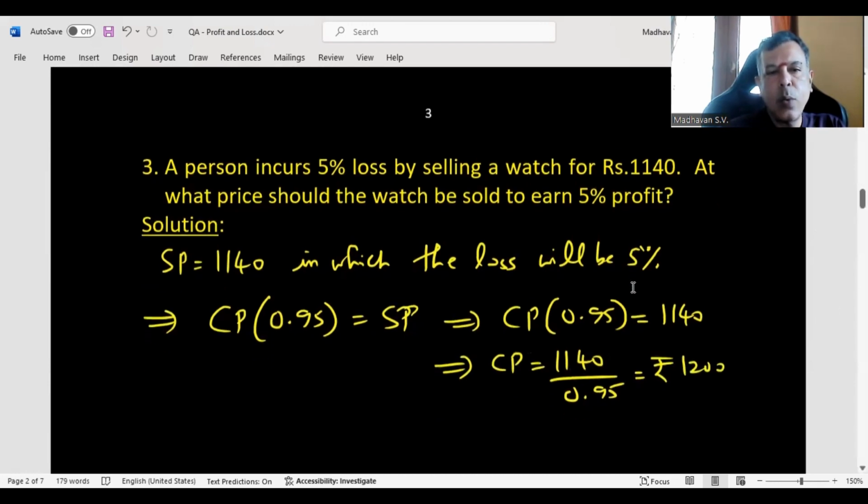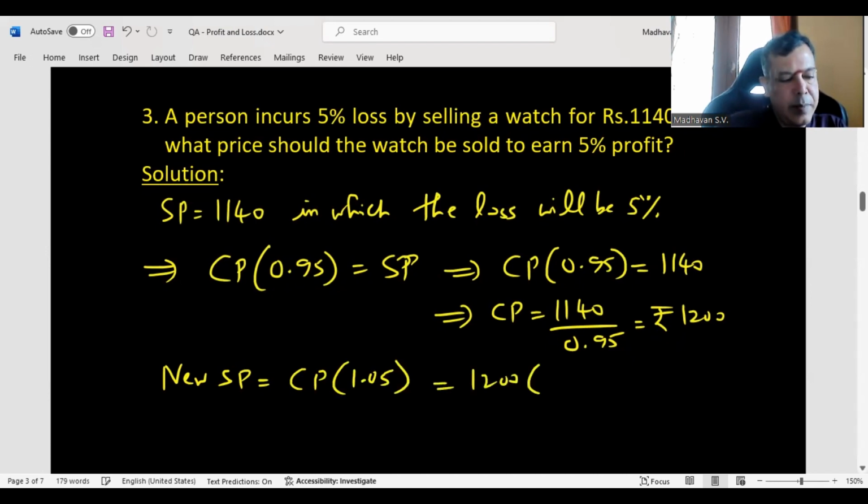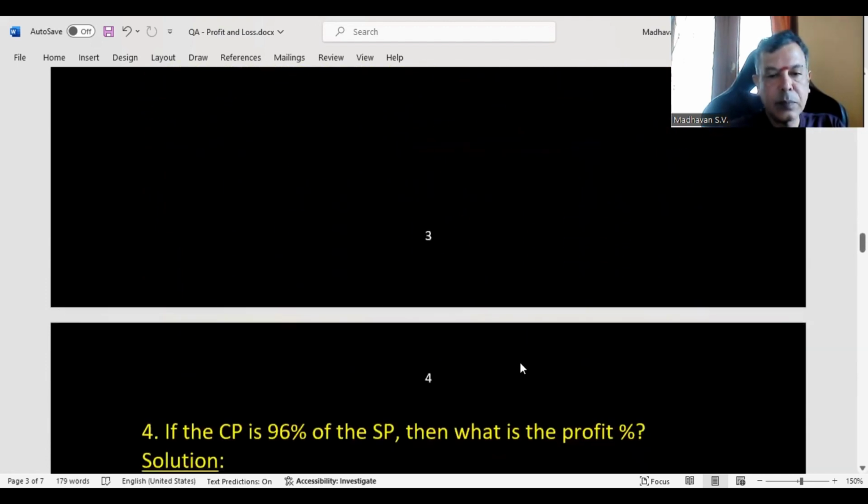Now, question is, at what price should the watch be sold to earn a 5% profit? So then I will call it a new selling price, should be the cost price, and then they want 5% profit. So I need to multiply it by 1.05, which means 1200 times 1.05, and that will give us rupees 1260. Means if they sell it at 1260, they will earn a profit of 5%. Let us move on to the next question.